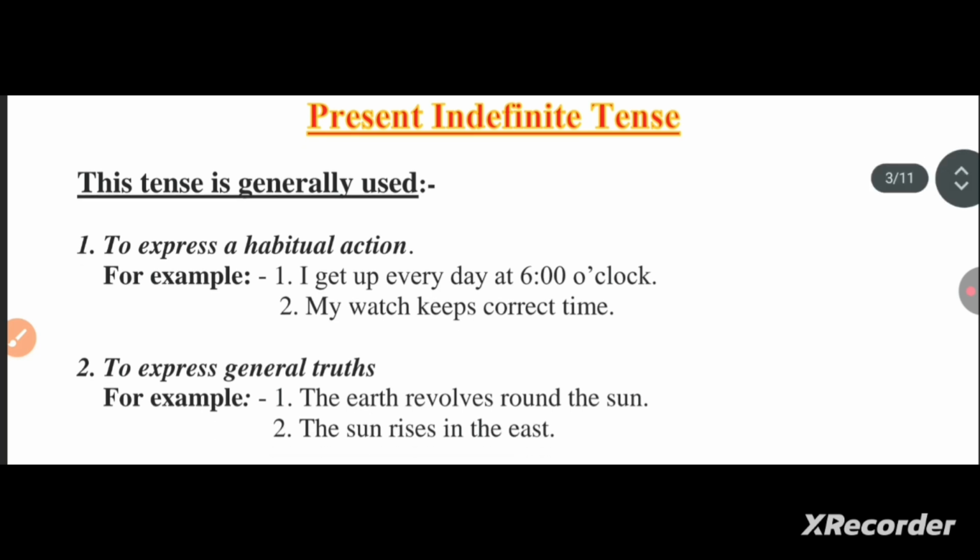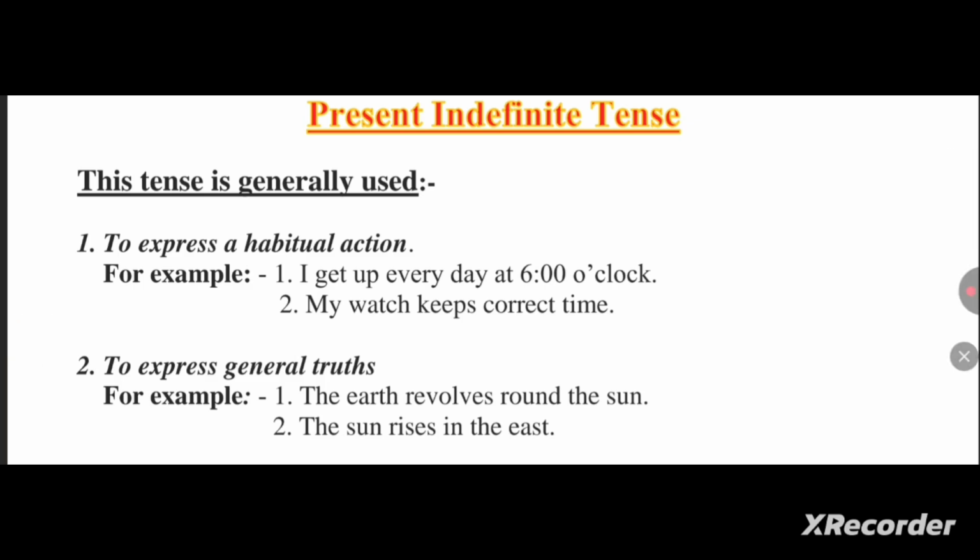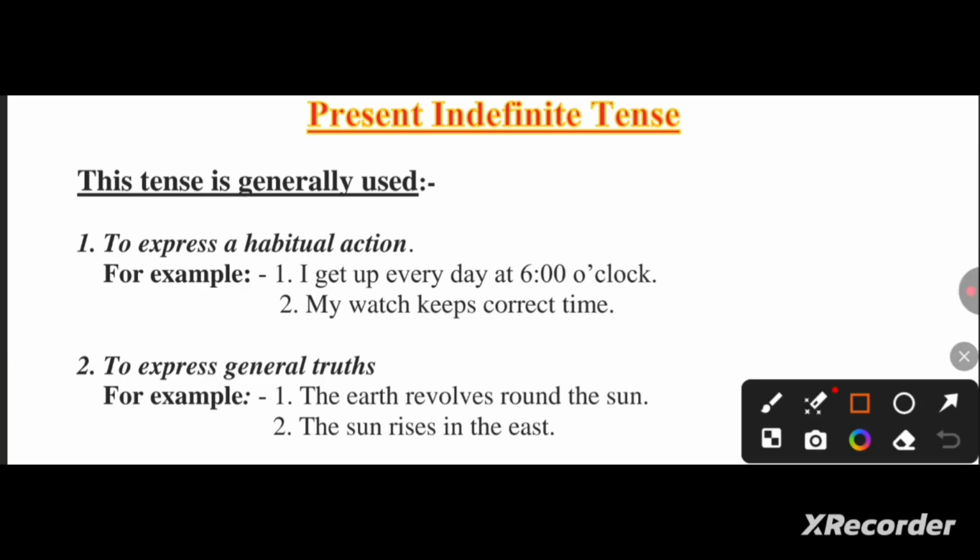At first, we should know where we have to use present indefinite tense. This tense generally expresses the habitual action of a person. It is quite clear in the first sentence: I get up every day at 6 o'clock. This is the habitual action of a person who is getting up every day at 6 o'clock. Second one is my watch keeps correct time.